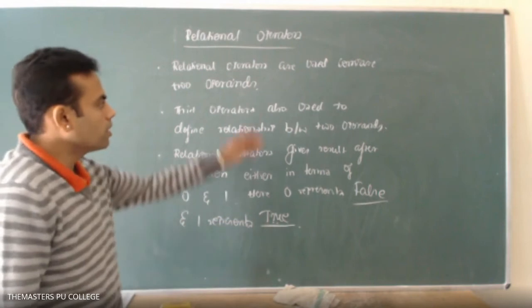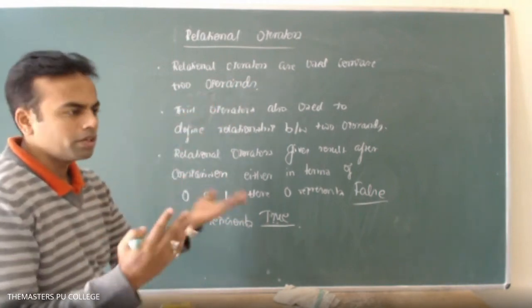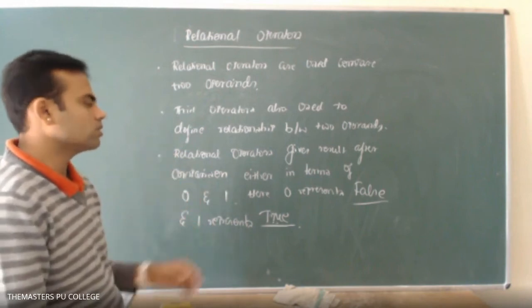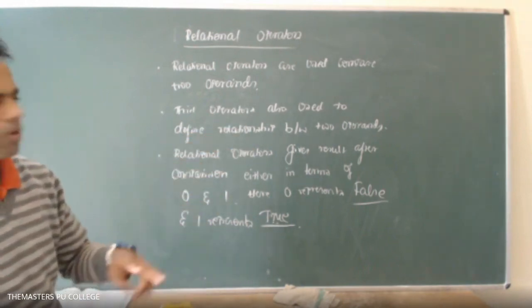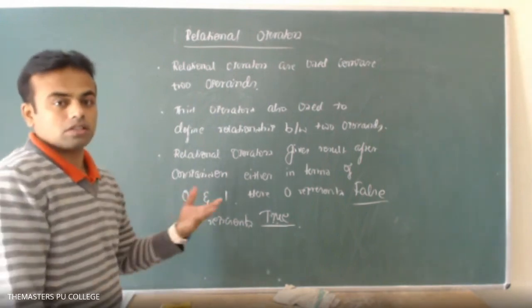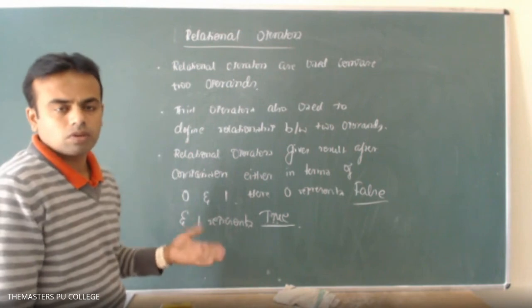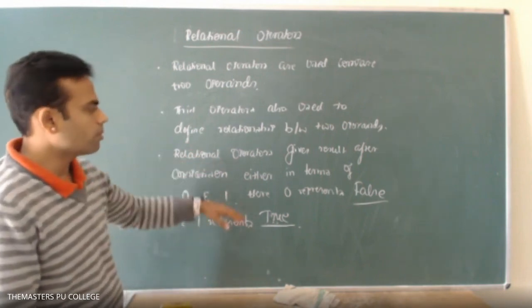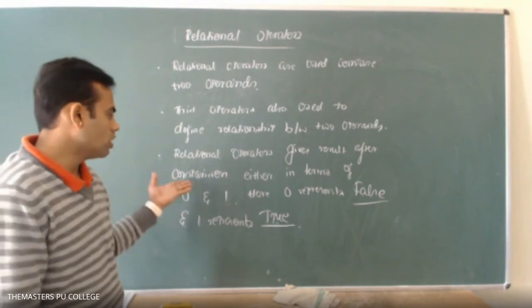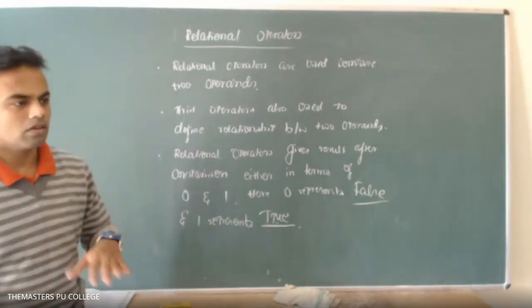Okay, relational operators are used to compare two operands. It may be a variable, or a quantity, or a constant. This operator is also used to define the relationship between two operands, right? Relationship: greater than, greater or equal, lesser than, lesser or equal, or not equal, like that. So relational operators give the result. After the comparison, what should we get? So we need a result, right?